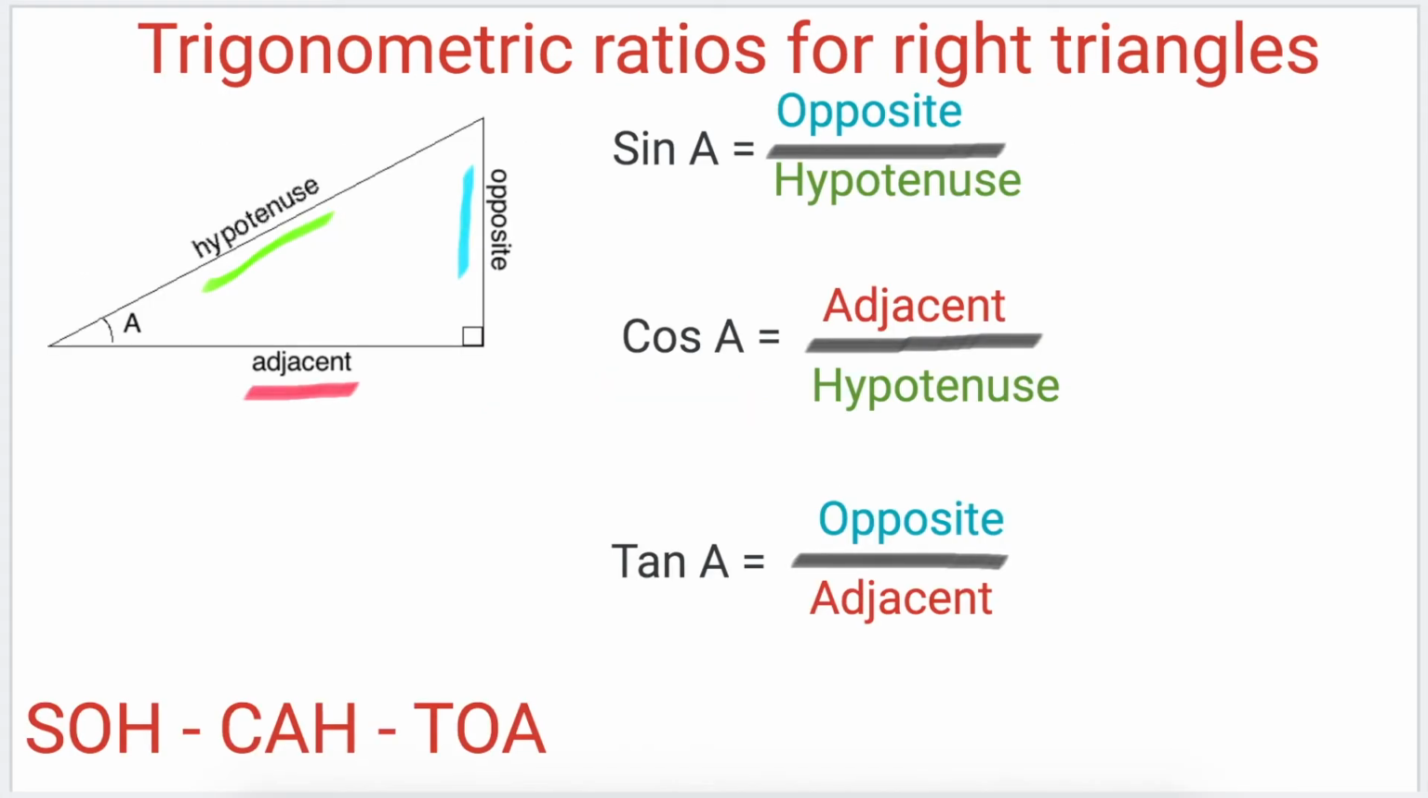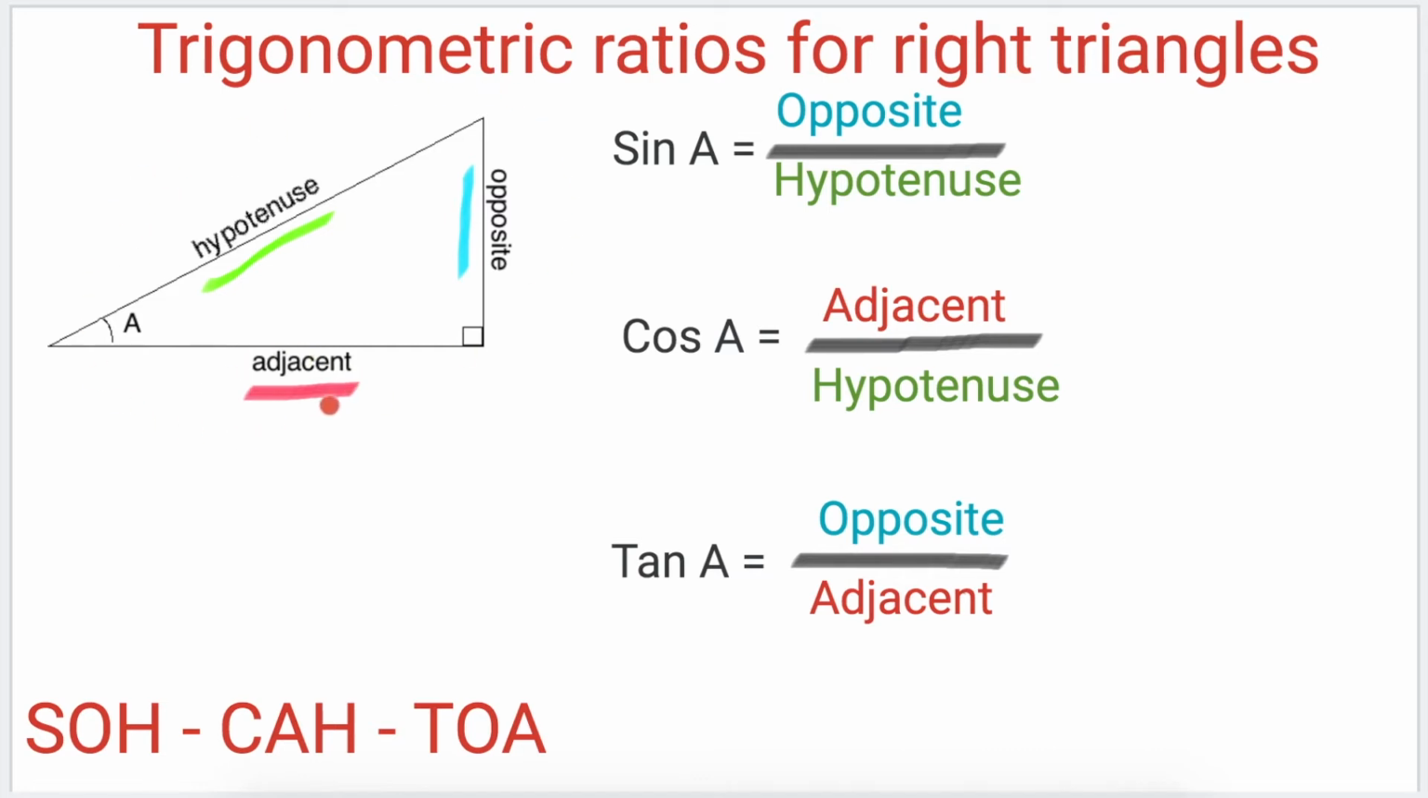For us to find any missing side of a right triangle or any missing angle of a right triangle, we need trigonometric ratios. Trigonometric ratios have a relationship with the sides of a right triangle. So let's understand these 3 sides of a right triangle using this diagram that's given here.